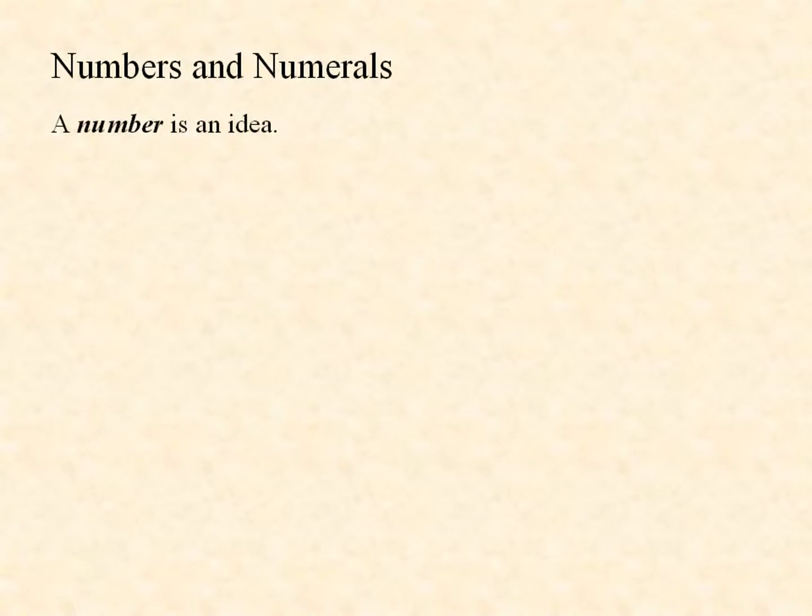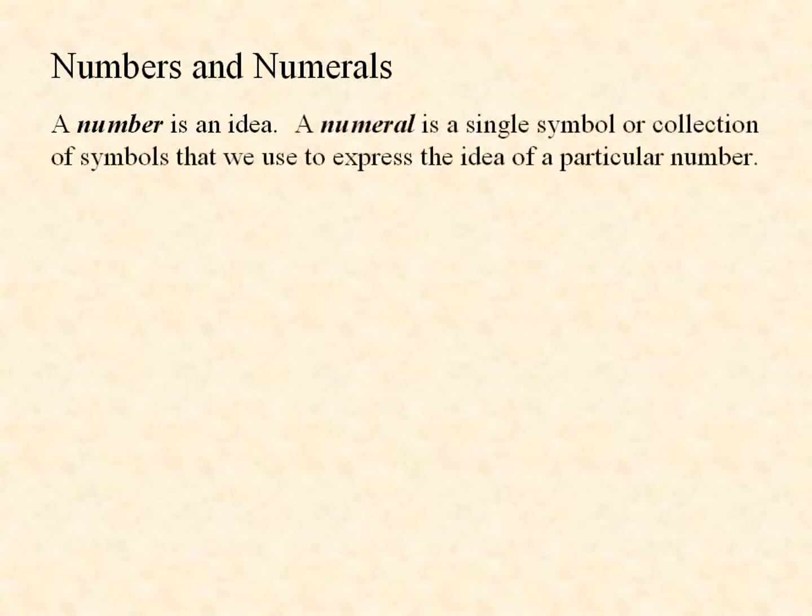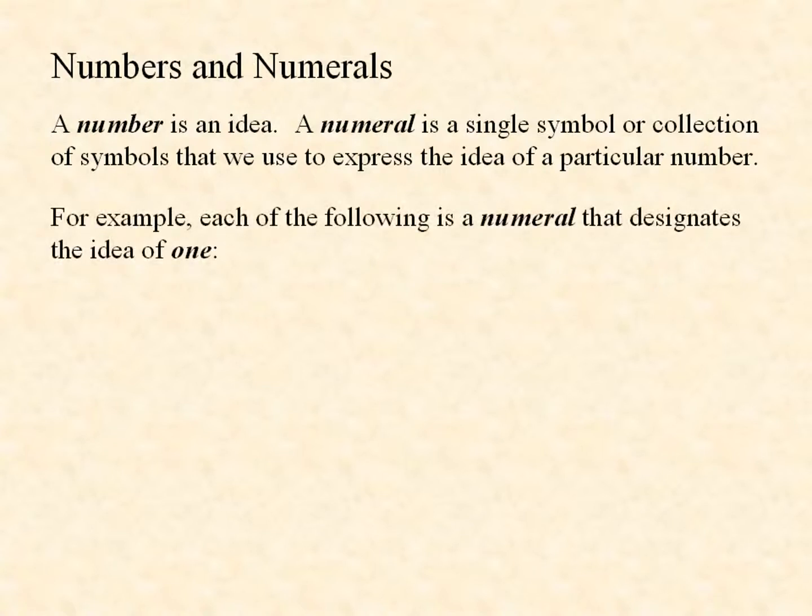An idea is something that you think about. A numeral is a single symbol or a collection of symbols that we use to express the idea of a particular number. For example, each of the following is a numeral that designates the idea of 1. The first one is the one we use the most. The second one is a Roman numeral. The third one is a collection of symbols. They happen to subtract to 1.